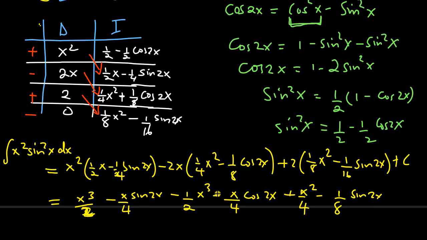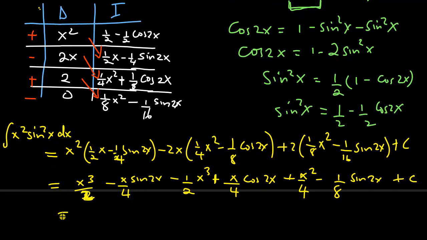I guess this is actually plus negative 2x times negative 1 over 8, plus c. So let's try to collect like terms. I'll create more space, just a little here. So let's look at x cubed. We have x cubed over 2 and this, so these ones actually cancel out. Now we have terms containing sine 2x, this term here and this term here. I'll come back to those.